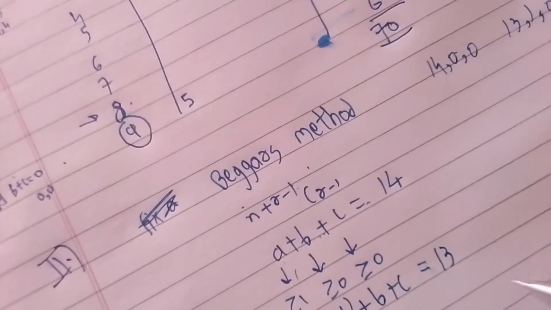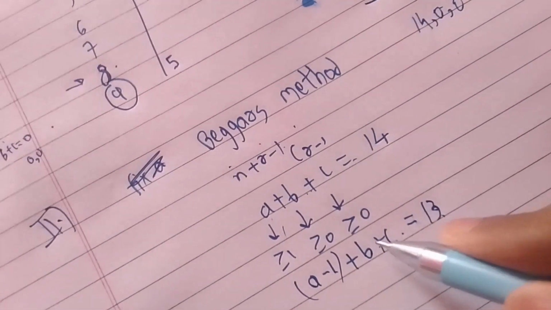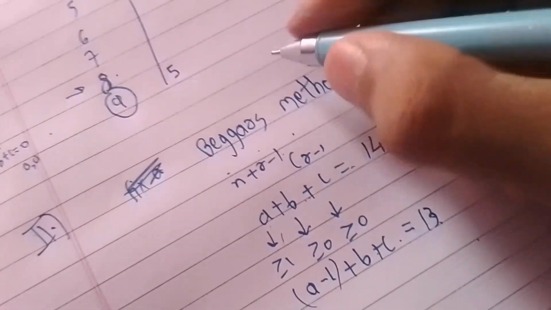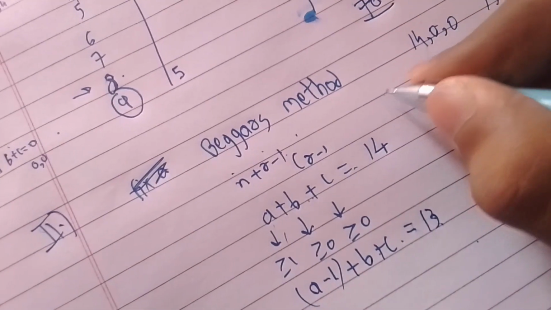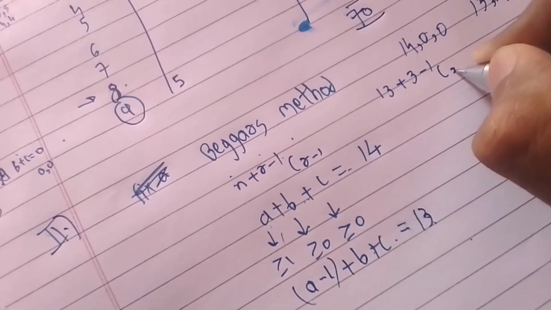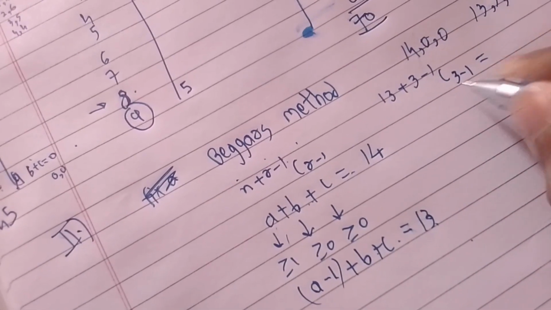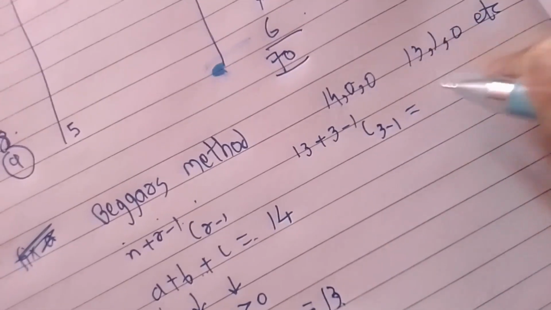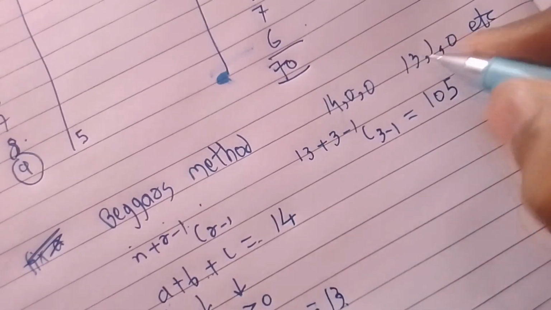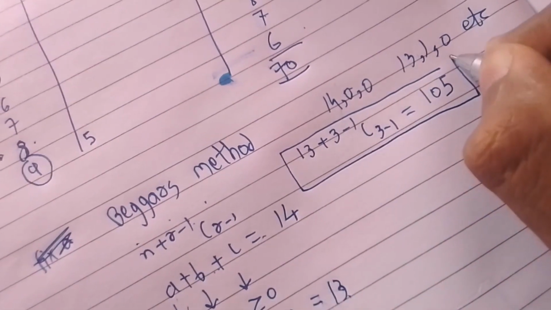So n is 13, and r is 1, 2, 3, total 3 integers, different or same, whatever. 13 plus 3 minus 1 c 3 minus 1, so it will be giving me 15c2, and 15c2 will be 15 into 14 by 2, 105. So I have 105 at the first side.